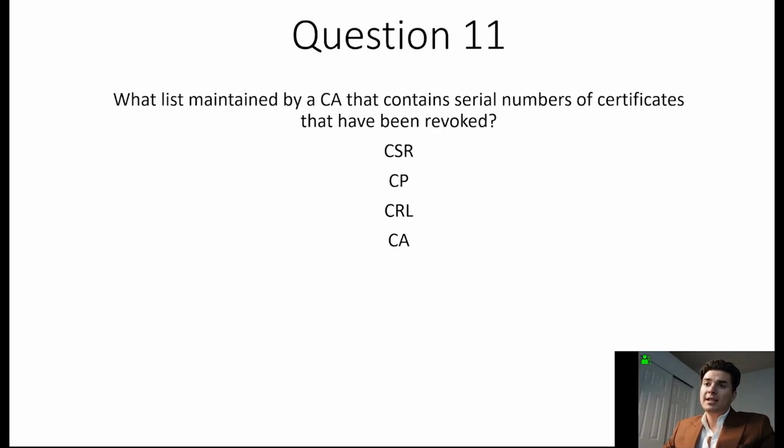Question 11. What list maintained by a certificate authority contains serial numbers of certificates that have been revoked? The certificate revocation list is what CRL stands for, and that is what contains the serial numbers on the certificates that have been revoked. CA stands for Certificate Authority. CP stands for Certificate Policy, which is a document that defines the rules and requirements for the issuance and management of digital certificates. A CSR, that's a certificate signing request, and that's generated by the entity that wants a digital certificate, and they send that off to the certificate authority that then can generate the digital certificate.